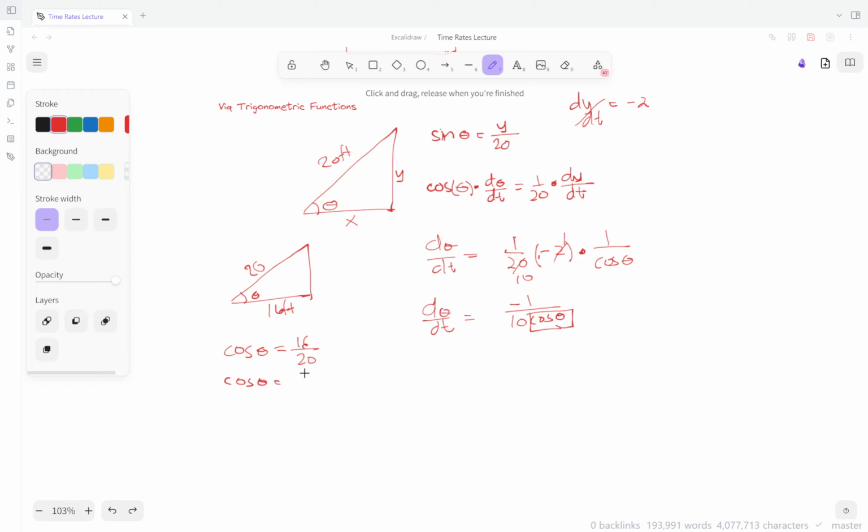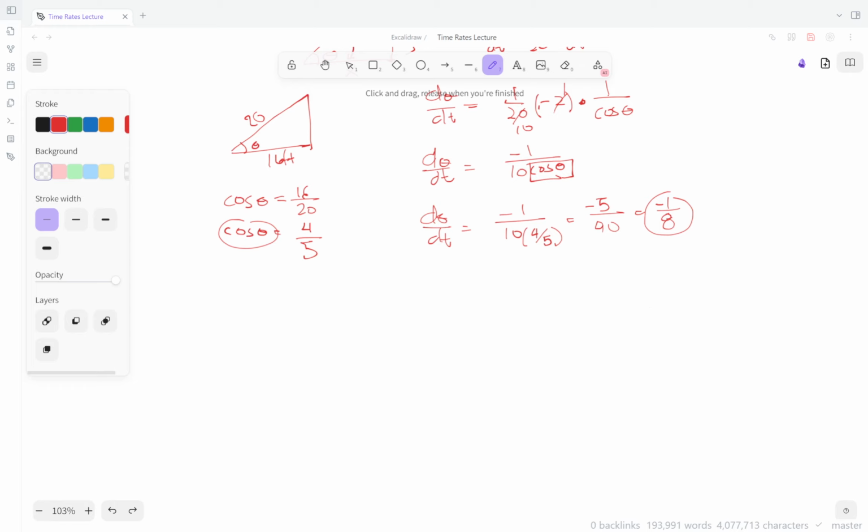I'm just going to say cosine of theta, we're going to divide them by 4. This becomes 4, this becomes 5. So I know that cosine of theta is 4 over 5. That's that d theta/dt is equal to negative 1 over 10 times 4 over 5. This tells us that the value is negative 4 over 50, or negative 2 over 25. Why negative? Because remember, as the top part of the ladder goes down, the angle will reduce. So that is decreasing, so that's negative. And that makes sense.